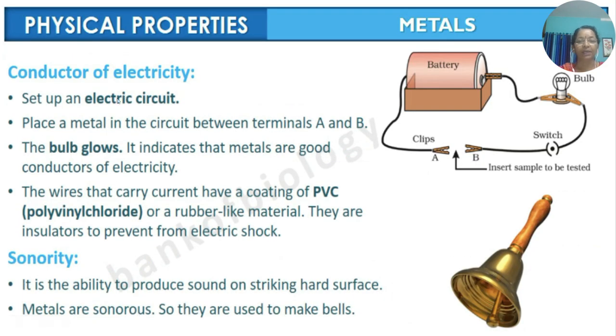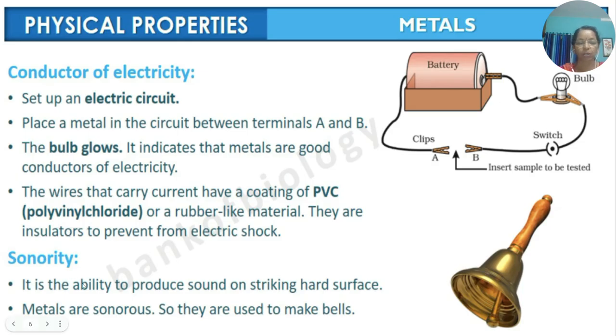Conductor of electricity. Metals are usually good conductors of electricity. This setup will help you find out whether a metal is a conductor of electricity. With a battery, if you connect the piece given to you between these clips and the bulb glows, it means it's a conductor. When you test that, you can find that metals are good conductors of electricity.